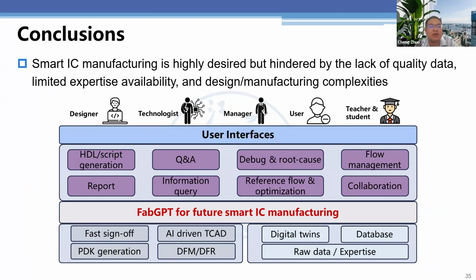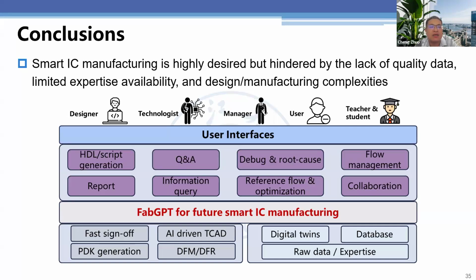Smart IC manufacturing is very highly designed for the IC industry. However, the issue is still the small data and also the privacy of the data. And there is limited expertise availability, and also design and manufacturing complexities. From what we discussed with a few local fabs, the senior experts are very limited. So basically, they cannot really conduct the defect detection all day long. These tasks have to rely on junior engineers or inexperienced engineers.